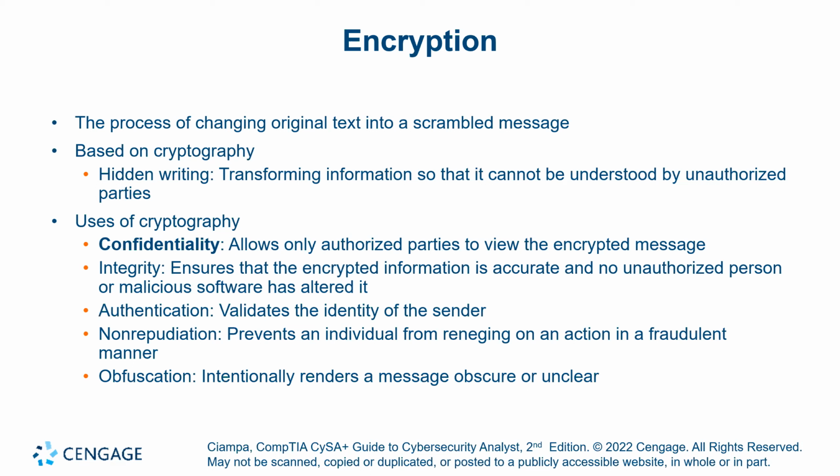Uses of cryptography: confidentiality allows only authorized parties to view the encrypted message. Integrity ensures that the encrypted information is accurate and no unauthorized person or malicious software has altered it. Authentication validates the identity of the sender. Non-repudiation prevents an individual from reneging on an action in a fraudulent manner. Obfuscation intentionally renders a message obscure or unclear.